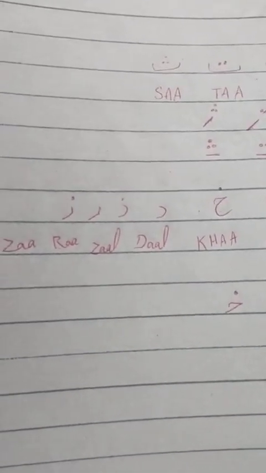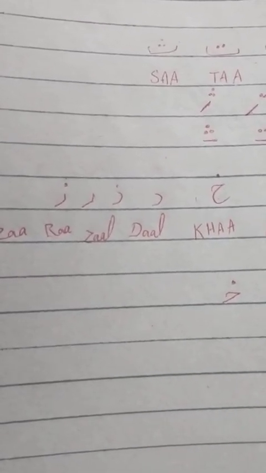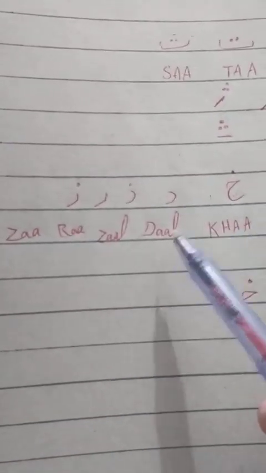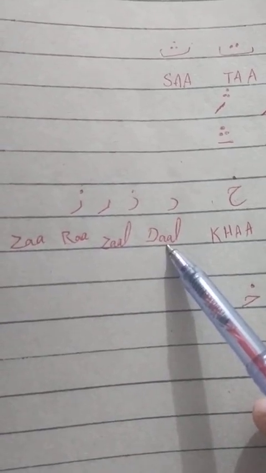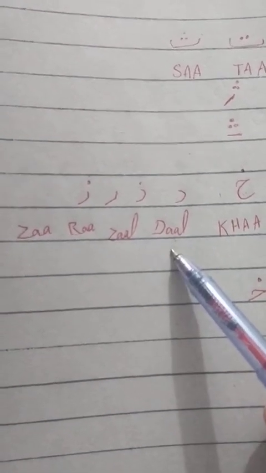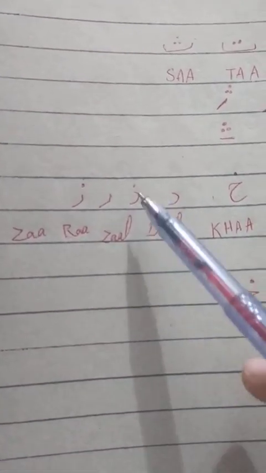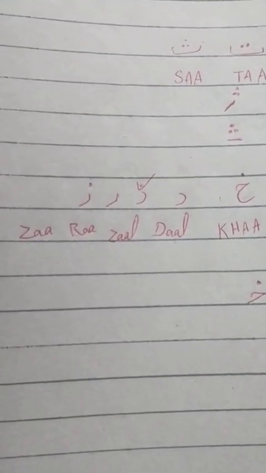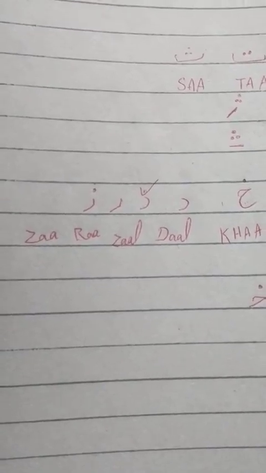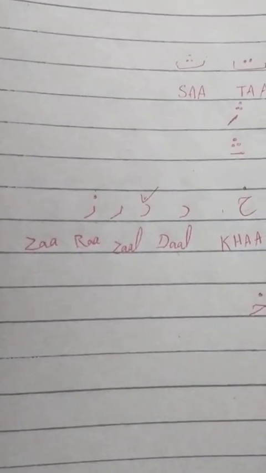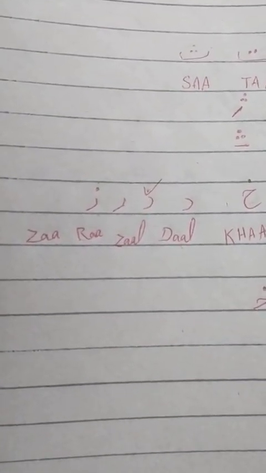Dal comes out from the tip of the tongue and the roots of the upper front teeth. And the Zal comes out from the top of the tongue and the inner edge of the upper teeth.